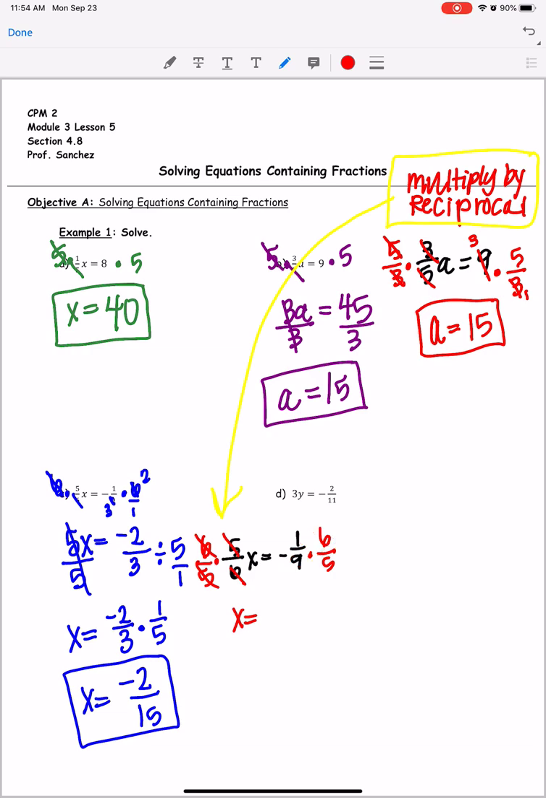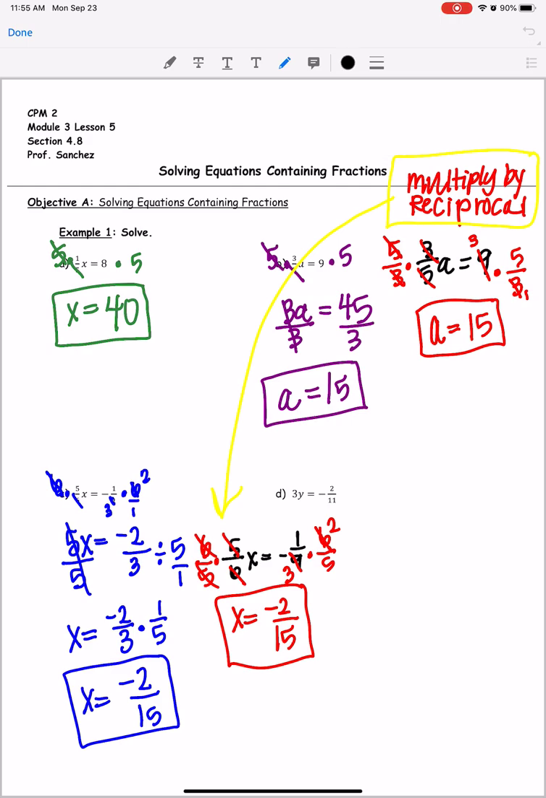9 and 6 are both divisible by 3, sorry, by 3. So 6 divided by 3 is 2. 9 divided by 3 is 3. So multiply straight across. Negative 1 times 2. And 3 times 5. So as you can see, a lot less work if you just multiply by the reciprocal.